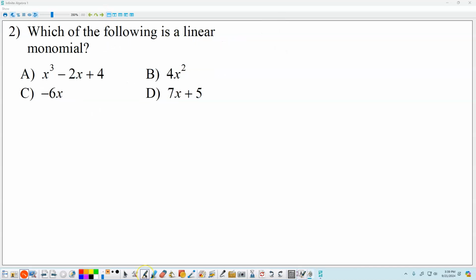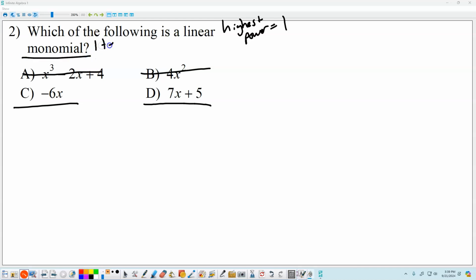Number 2. Which of the following is a linear monomial? All right, linear means the highest power is a 1. So there are two options for that. This one's highest power is a 3, and this one's highest power is a 2. So the bottom two choices there are linears, but it needs to be a monomial. Monomial means there is only one term. So since D has 2 terms, that's not it. C is a linear monomial.